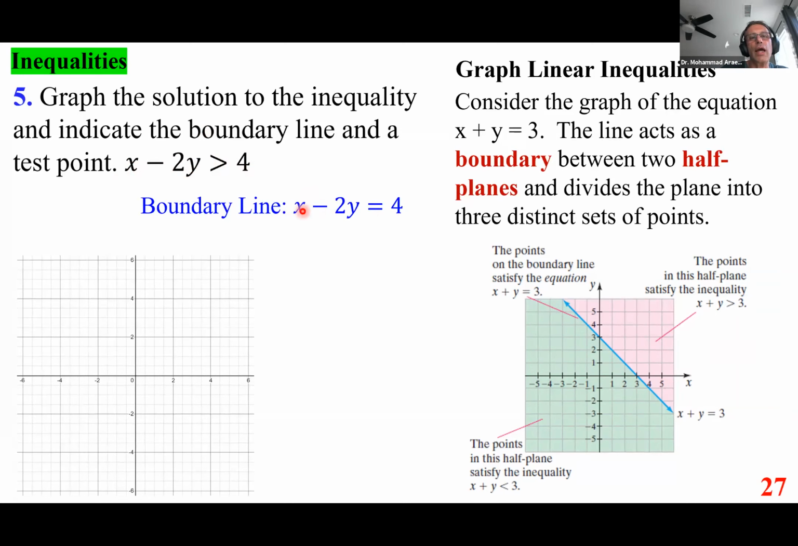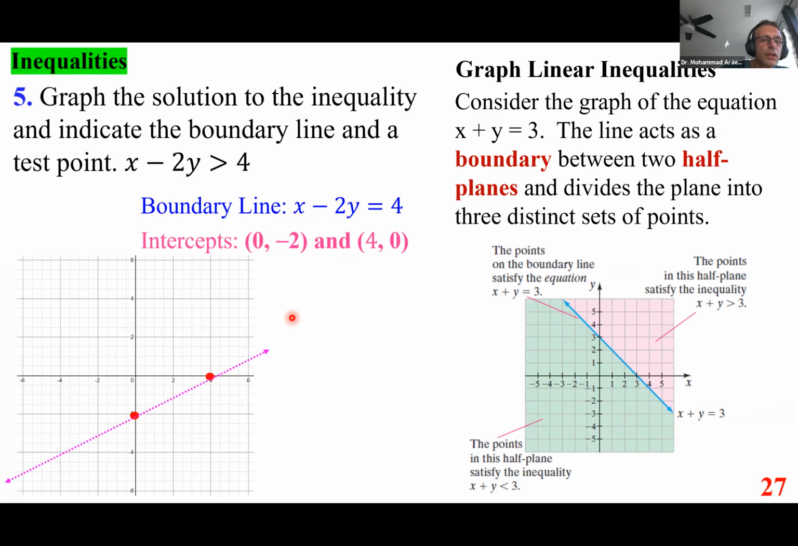In order for us to graph this, we need 2 pairs, and the base pairs are the intercepts. So class, if x is 0, I hope you realize -2y equals 4, y becomes -2. If y is 0, x becomes 4. So this boundary line has these 2 pairs as intercepts. We are going to plot the 2 pairs and draw the line. So 0, -2, 4, 0, here's the line.